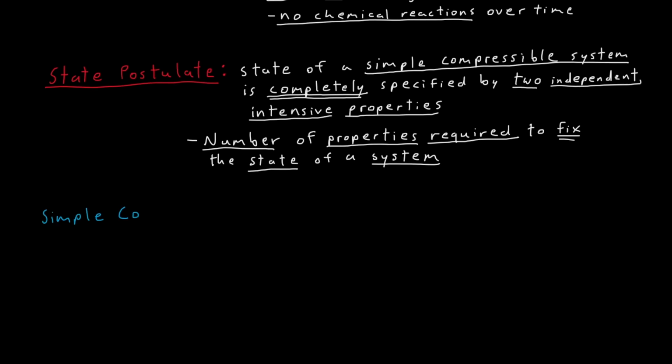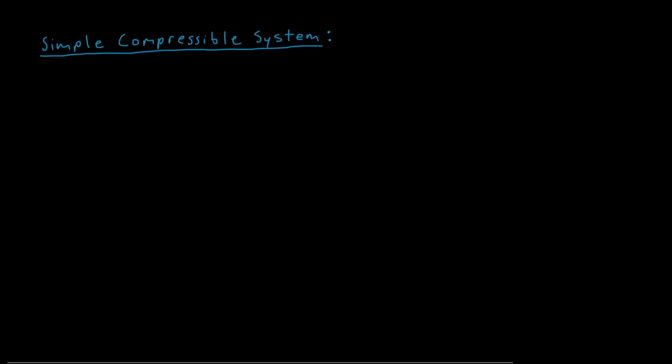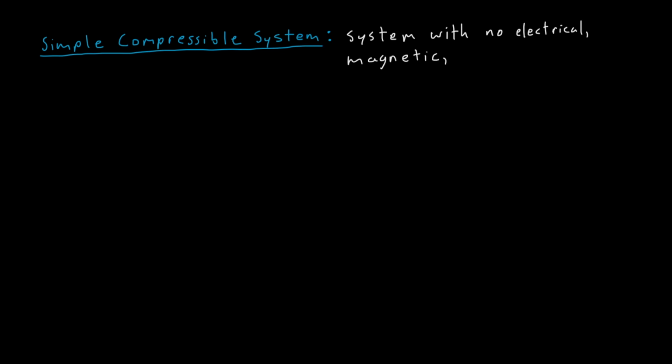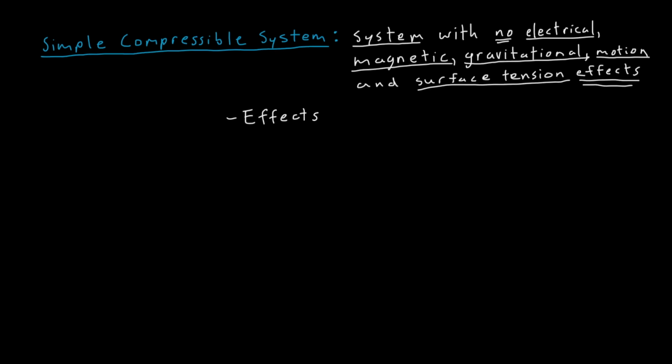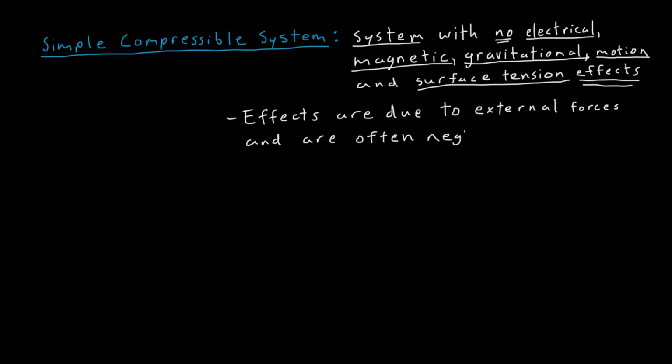And now you may be wondering what exactly describes a simple compressible system. Well, essentially, this is a system that has no electrical, magnetic, gravitational, motion, and surface tension effects. So it does not experience any of these external forces. And here we assume that effects are due to external forces and are often negligible. So effects that arise from external forces are negligible.